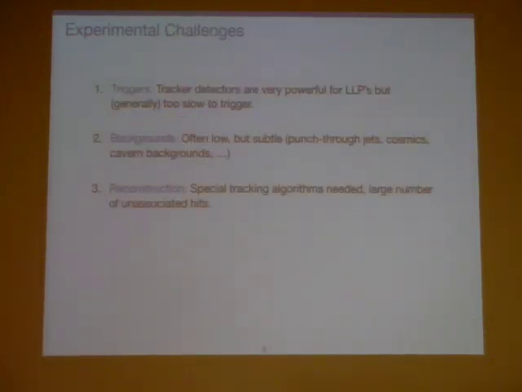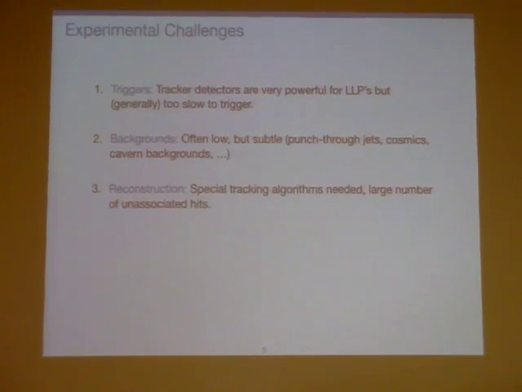But specifically, the challenges on the experimental side fall roughly in 3 categories, I think. First, triggers. You need to find a way of getting these things on tape, especially if the decay occurs in the inner tracker, because the inner tracker is a very powerful instrument to reconstruct vertices and look for displaced things. But you typically don't have access to all of it at the trigger level because it's a relatively slow instrument, and you need to get the data offline first, and then you can do the reconstruction.